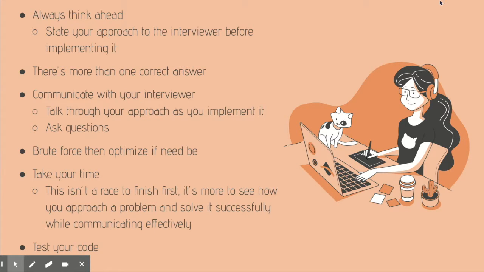Also know that there's more than one correct answer. There's no such thing as one way to do something. With implementing something, you could implement it with many different algorithms and many different data structures. There are many different efficiencies as to how to do things, and there are many ways to implement many different data structures.